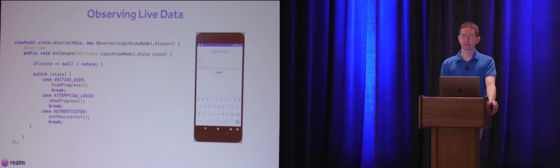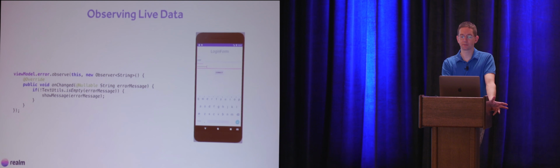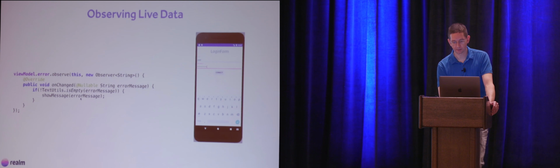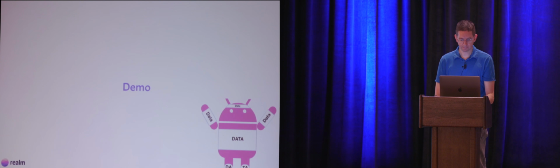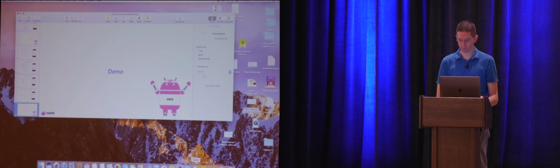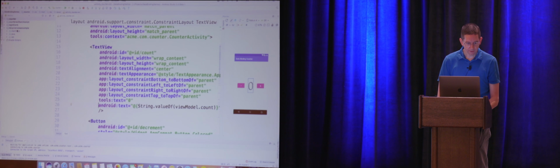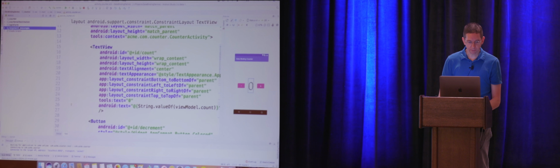So the way that looks on the activity side is it's observing this view model's login state. And anytime that changes, if it's waiting for the user, like I mentioned, it hides the progress indicator because it's waiting on the user to type. If they're attempting login, it'll show it, and we'll move into unsuccessful. Same thing with the error. So if there's an error and the error's not empty, we just pop that error up. So I want to show you that in action, and then talk a little bit more about the code too. So that's going to be the login form example.